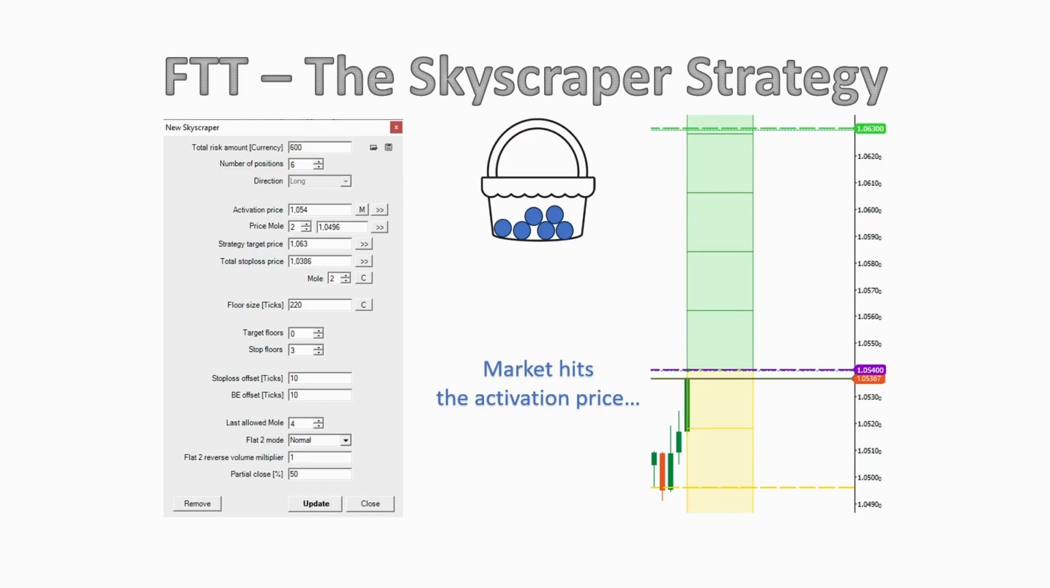Now the price has moved to the activation level and the strategy is triggered. When the strategy is triggered, 5 individual positions are taken from the basket and placed in the skyscraper. The first position to be filled immediately is the position at the reception. According to the actual filled price, 2 positions are placed on flat 1 and flat 2 with a pending buy stop order. Below the reception, 2 positions are placed on mole 1 and mole 2 with a pending buy limit order.